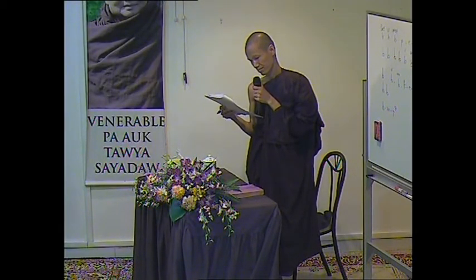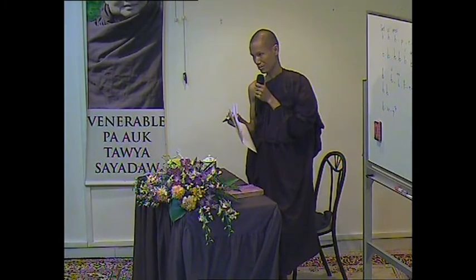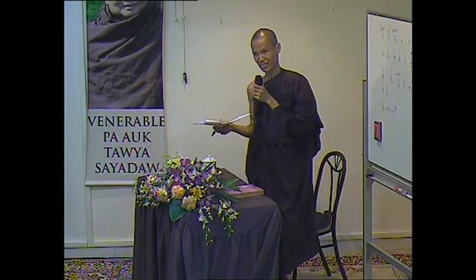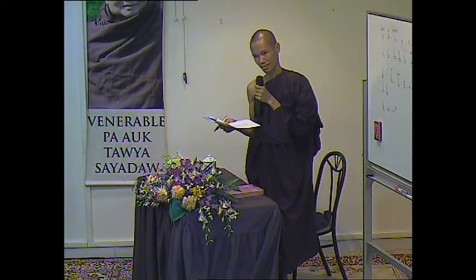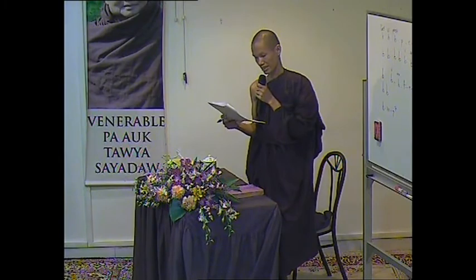Number 13. The last, hasituppada javana. Hasituppada is a smile-producing consciousness. So, like an arahant smiles sometimes. One time, Moggallana or Sariputta saw a peta, a very strange peta, like a skeleton or something. So, at that time, he smiled because it was very strange. That is hasituppada cetasika.